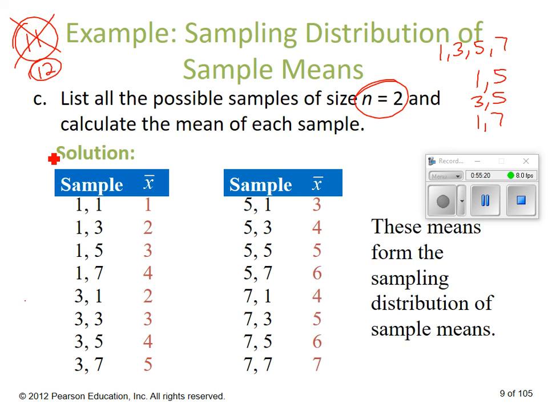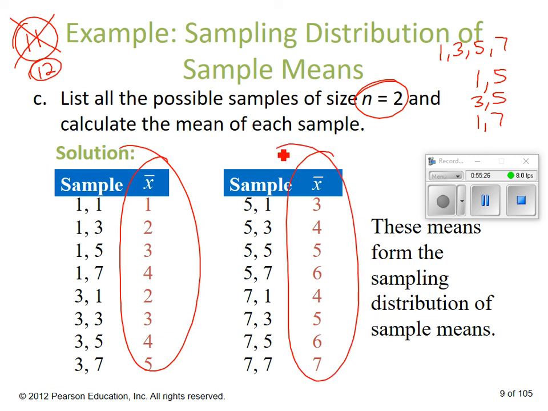Did all that, found the mean of all of them. These are your sample means. That's what we're looking at. If we wanted to stick those sample means into the calculator, into a list, we could find the sample standard deviation, or actually the standard error then, and we could find the mean of the population.